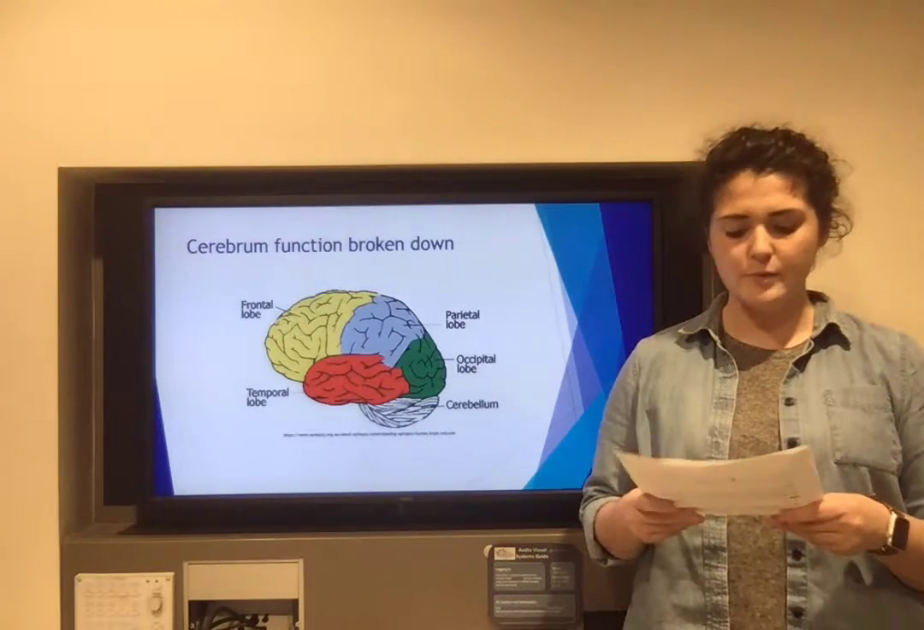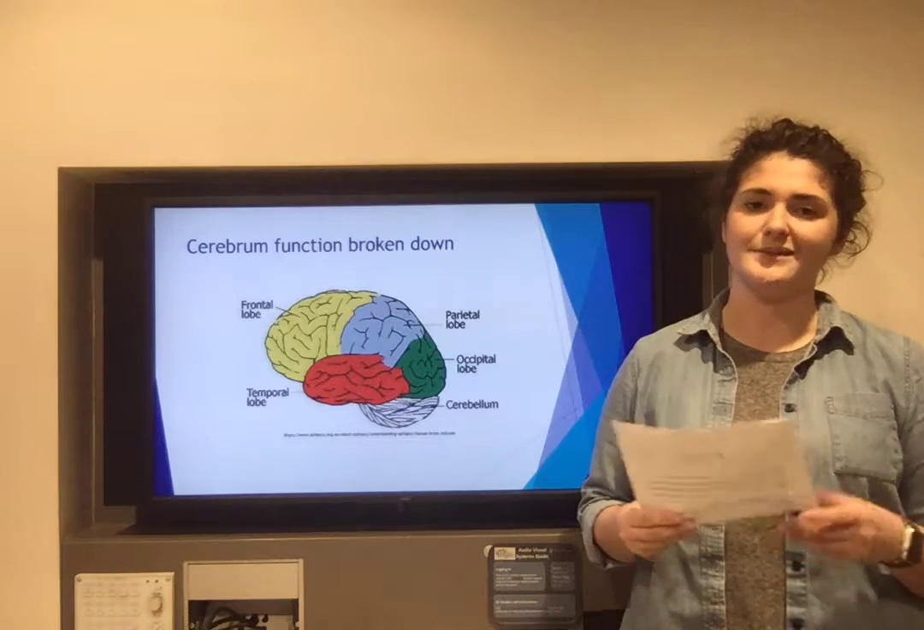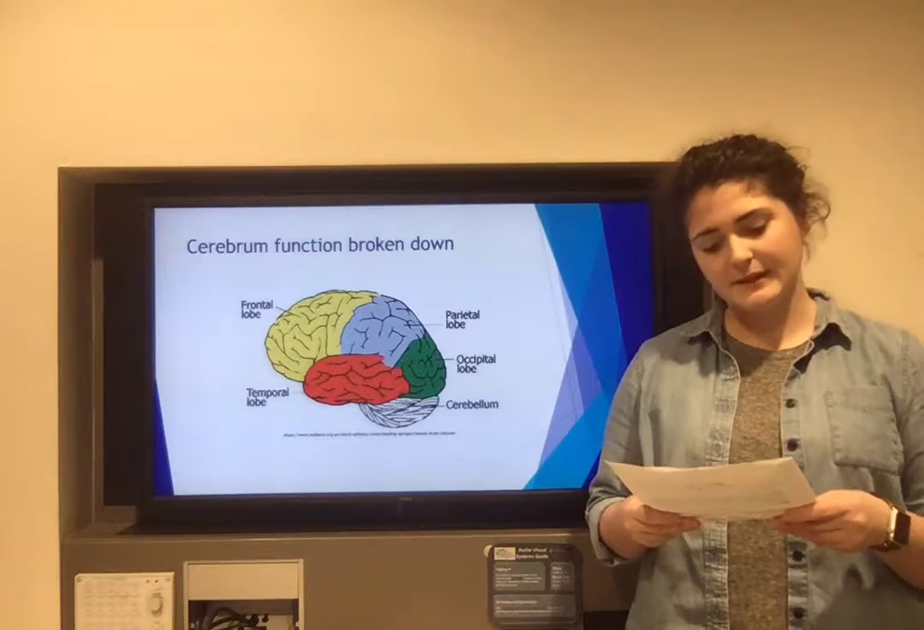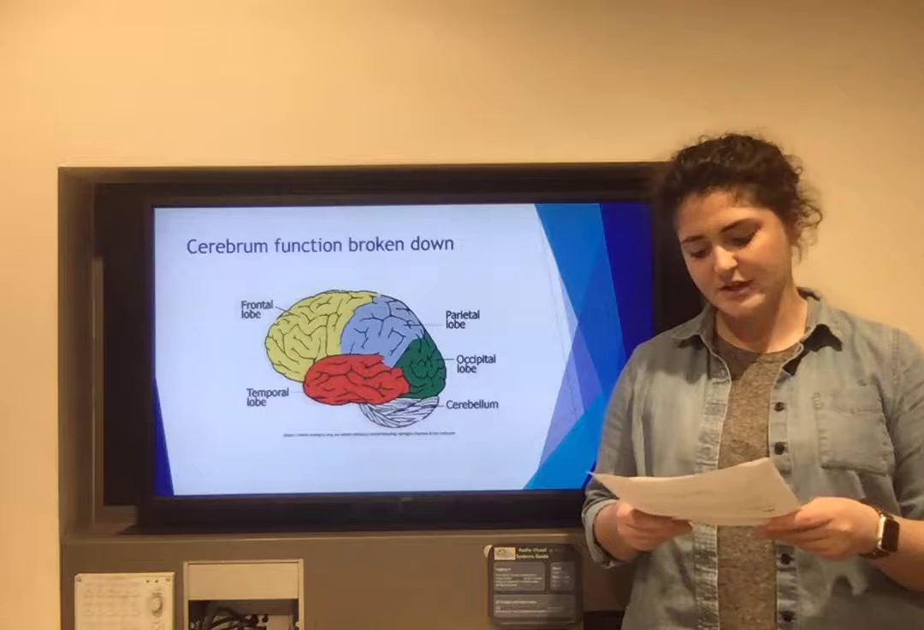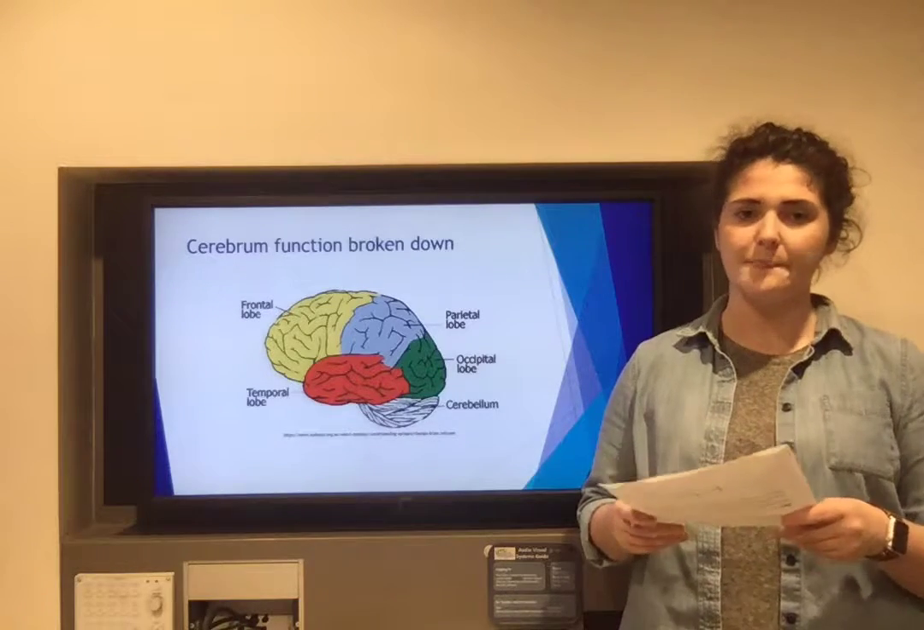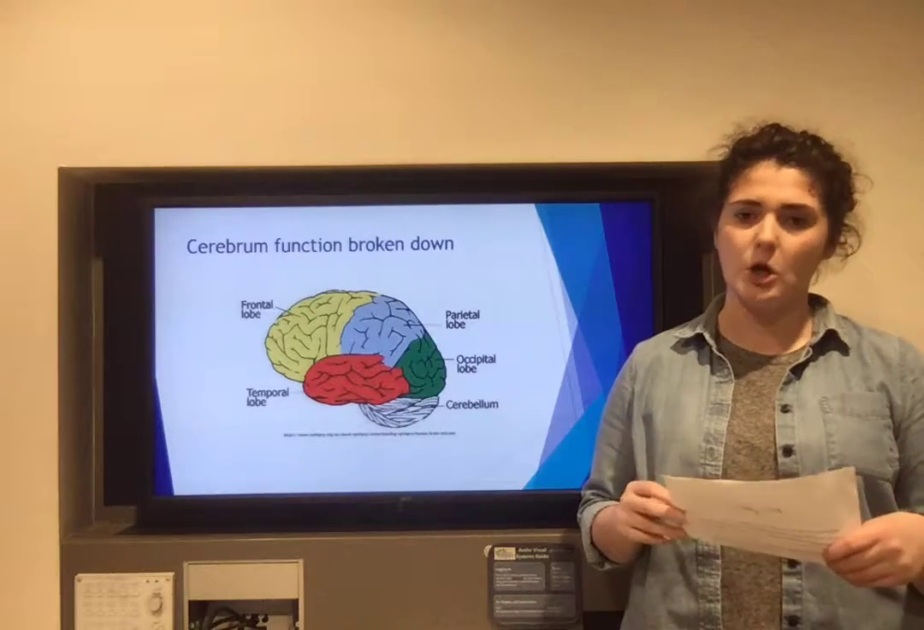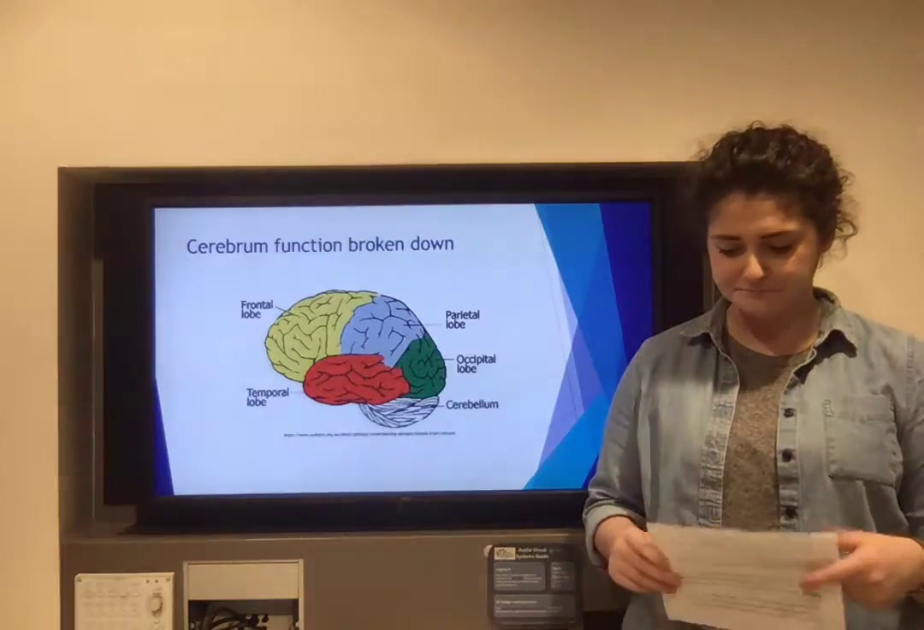The temporal lobe is in control of what makes us us, including hearing ability, memory, interpreting language, some visual perceptions, and behavior. Finally, as the name suggests, the occipital lobe controls vision.